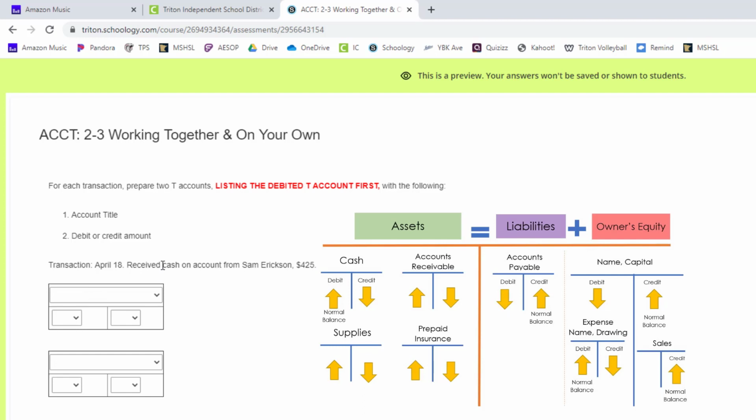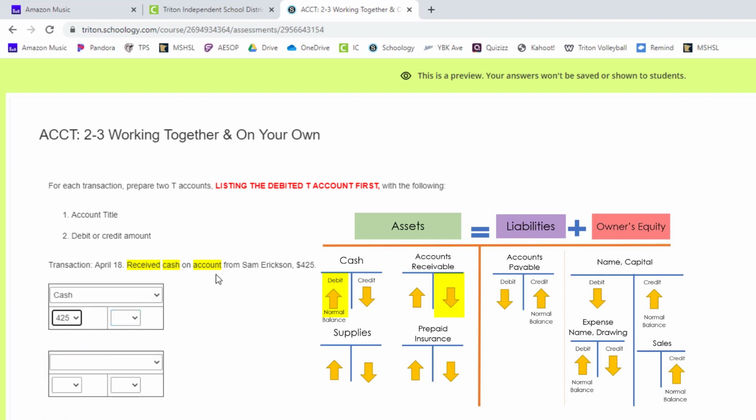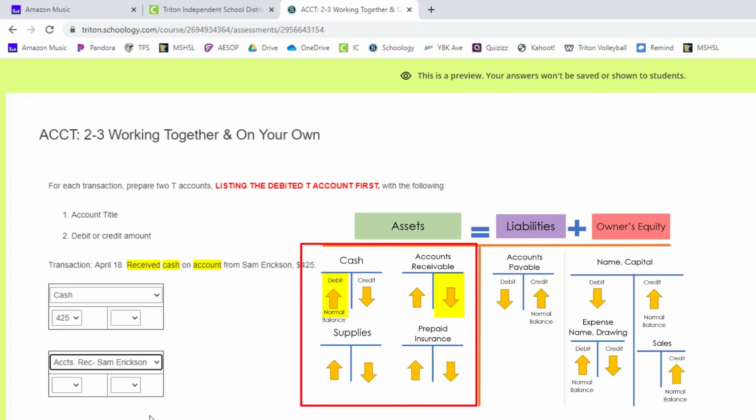For April 18th, I've received cash on account from Sam Erickson. So here's my first keyword, cash. My second keyword is account, and its little buddy is received. So when I receive cash, cash increasing is a debit. So I'm going to put that on top. So cash, debit on the left. My next account is accounts receivable. These are two accounts that are on the left side of the equation. So if I'm increasing cash, I need to be decreasing accounts receivable. They owe me less. So a decrease to accounts receivable is a credit, and that is on the right. I've got a debit, I've got a credit, I am good.